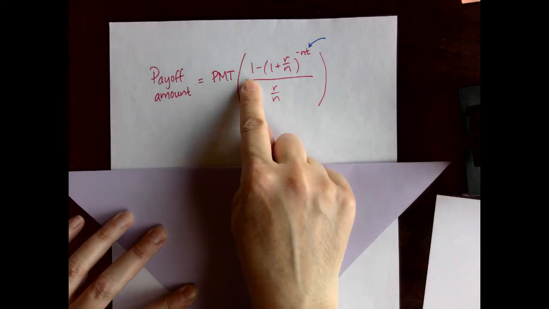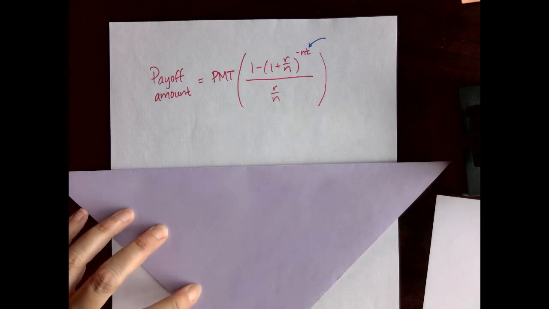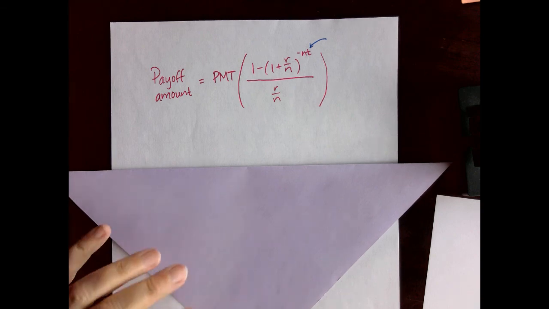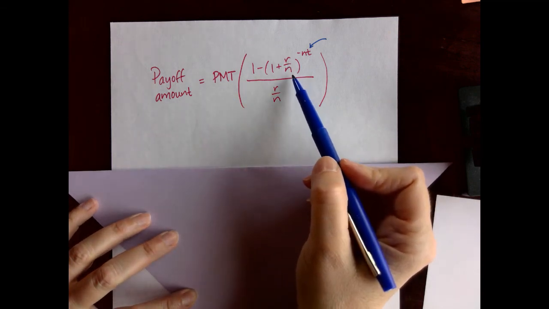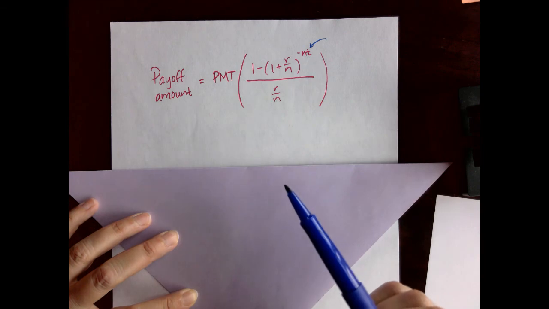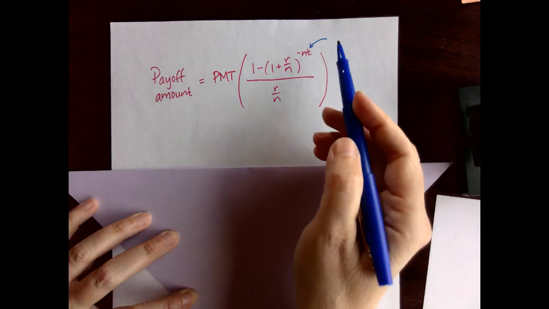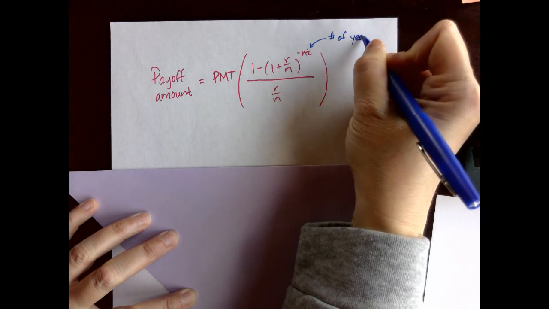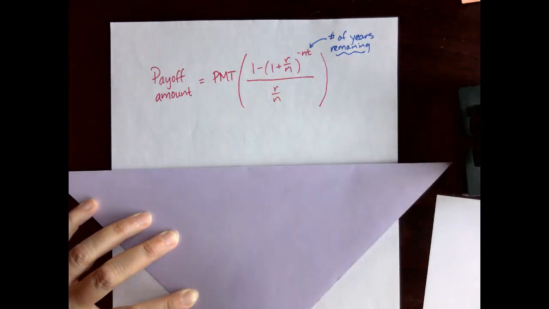In the numerator of the fraction, we have 1 minus the quantity 1 plus r over n, and that quantity is raised to the negative nt, and the denominator of that fraction is r over n. The payment, I think you already know about. The rate will be the interest rate as a decimal. The n is the number of payments per year, usually 12 for us. And then t is time, but there's a twist here. In our case, where we're trying to find the payoff amount, t is the number of years remaining on the loan. And that remaining portion is the twist.